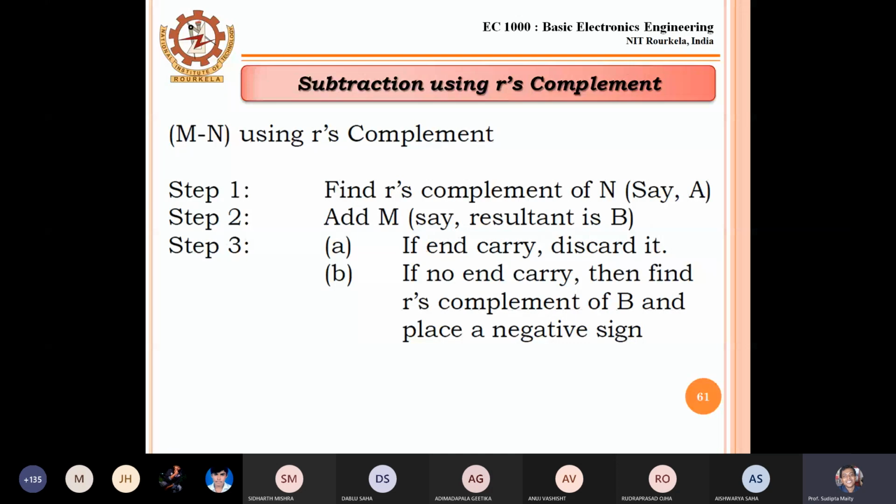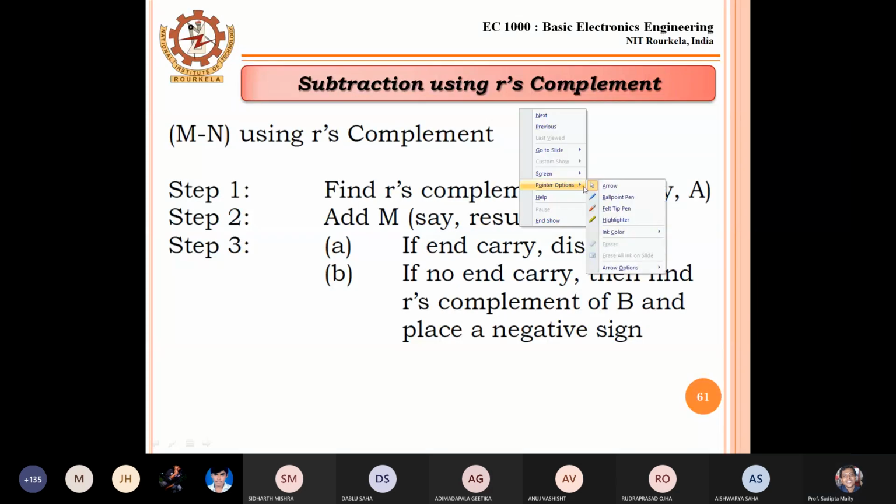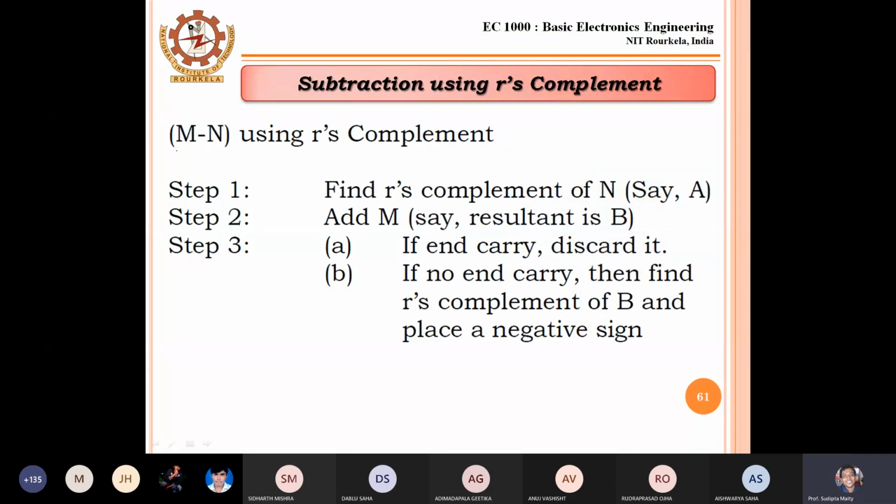Step 1, step 2, step 3. In step 1, in a particular problem, m and capital N will be given, and the value of R will be given. Let's check, suppose 12 minus 5, perform using 2's complement. So m is 12, n is 5, and R equal to 2. In this way, a question can be given. Okay, so step 1 is find R's complement of capital N.